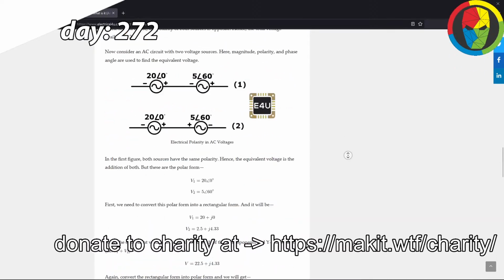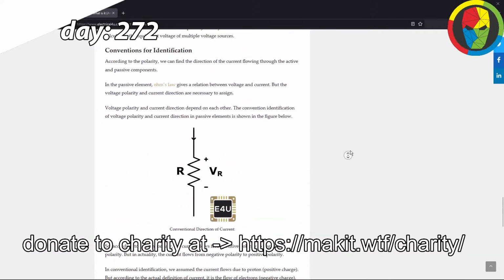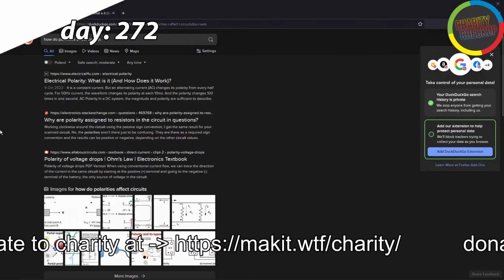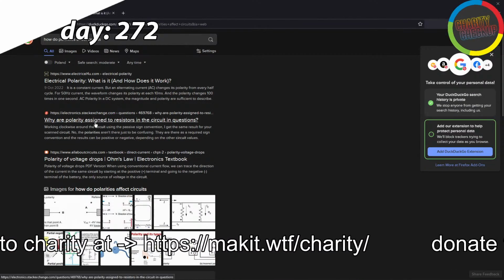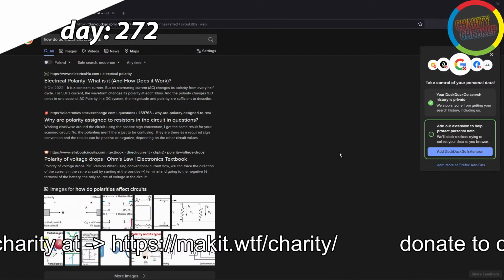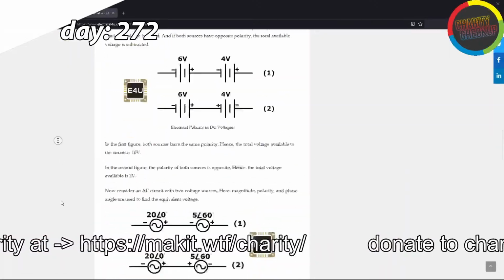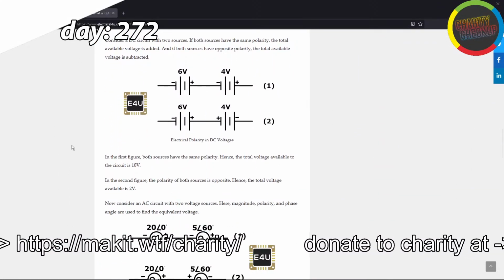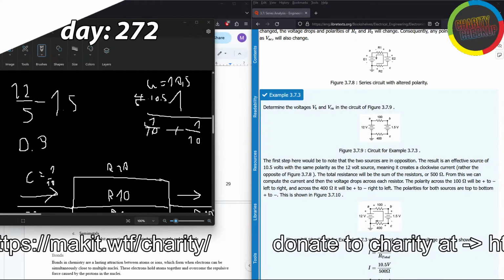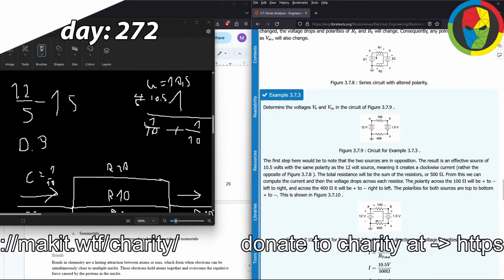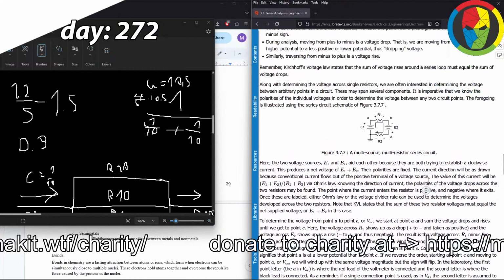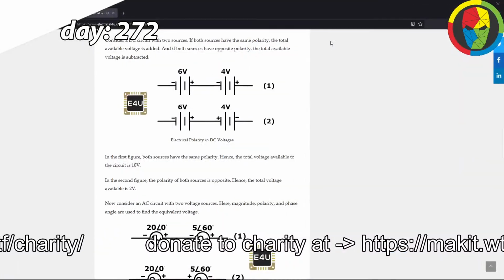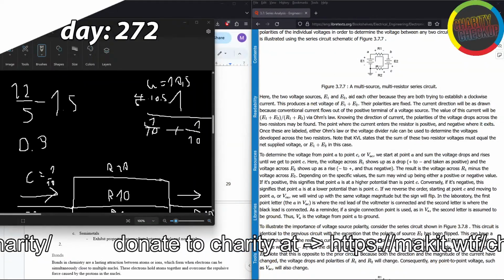Oh yeah, AC circuits. I'm not getting into AC circuits, so no, absolutely not. Wait, should they be the same way? It feels off. Feels so off. Look at the textbook, right? I think they should. Confusing is what it is.